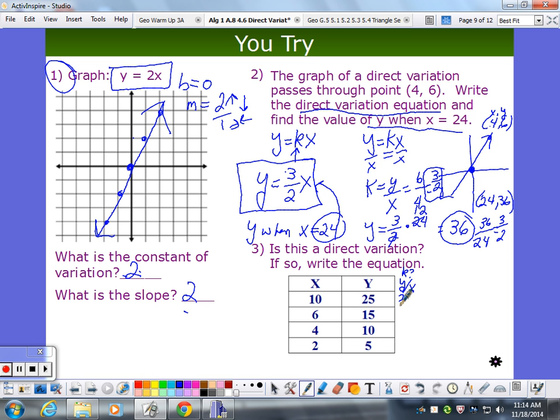Well, let's see, this is 25 over 10. Let me reduce that. Divide by 5. Divide by 5. So the k for this pair of points is 5 over 2. What about y over x being 15 over 6? I see a 3. Divide by 3. Okay, looking promising. 10 over 4. Well, that's also 5 over 2. And this one, y over x, 5 over 2. I got 5 over 2 each time I tried to find k by using y over x.